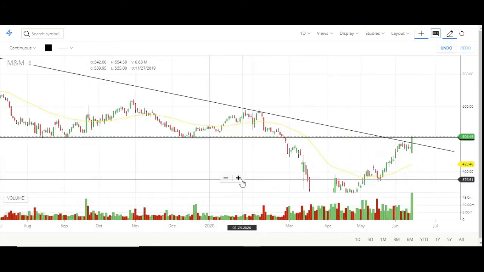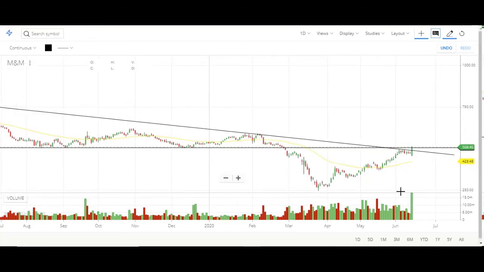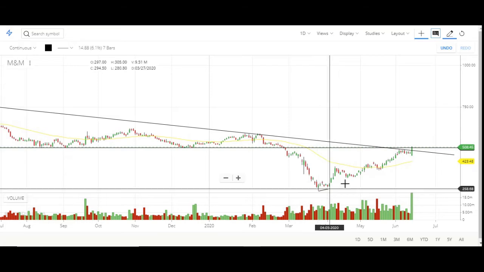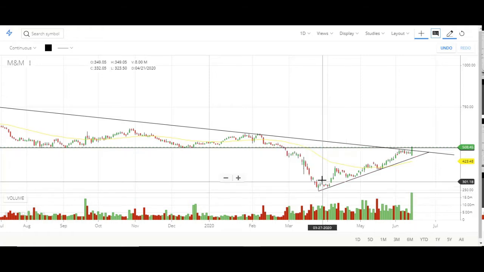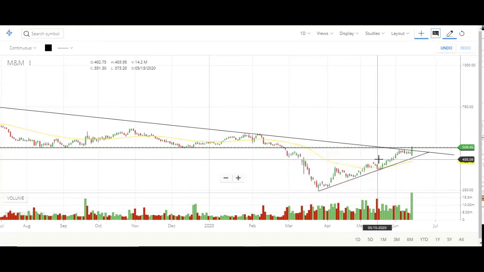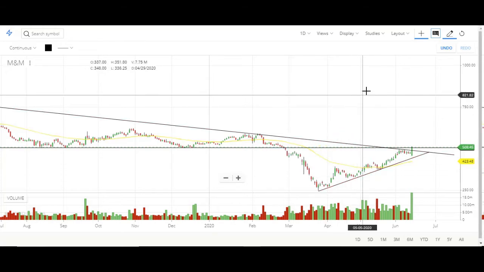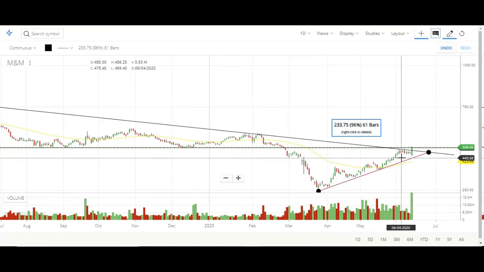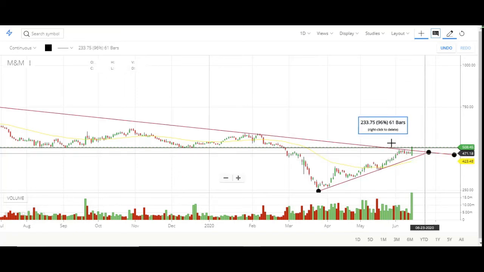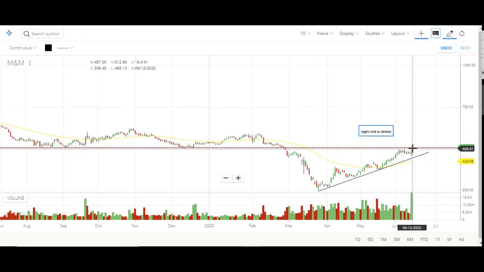If you look at the recent uptrend move, there are upward movements, which means that the stock is making higher highs and higher lows in the recent movements. So we can confirm that M&M is in bullish mode, and that it gave a very good breakout of this resistance level with a huge volume.